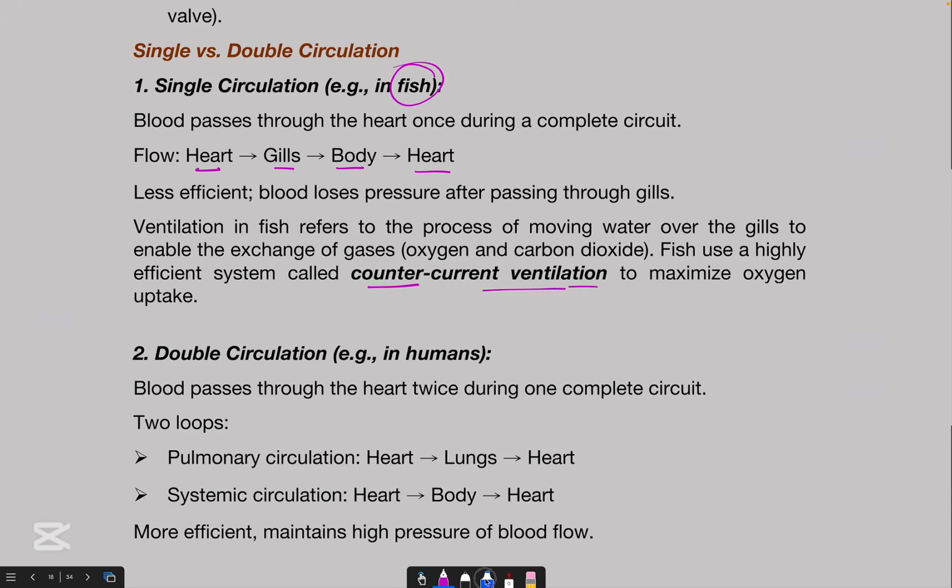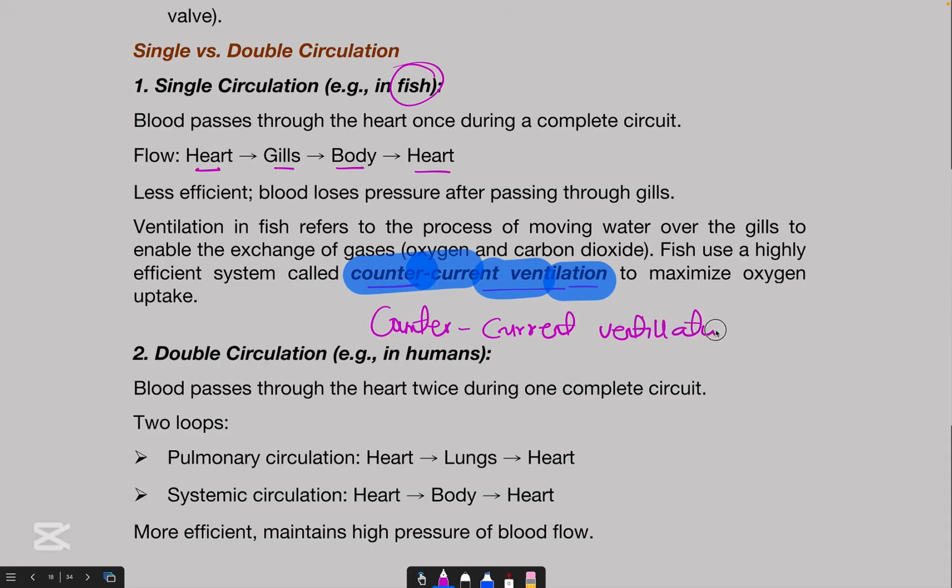If you come out the exam, if anything comes out at all, this one will come out. Ventilation in fish is what? Countercurrent ventilation. You may not really understand what the countercurrent ventilation is, but just know that ventilation in fish, anywhere you say countercurrent ventilation, know that is the correct answer. All right? Countercurrent ventilation. Then we have double circulation.